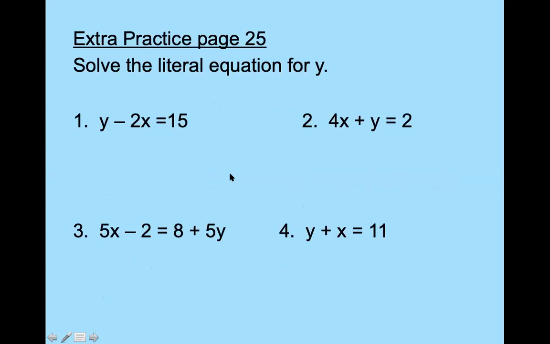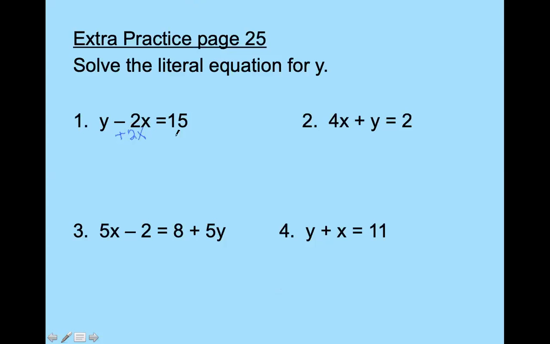This is really helpful when we get on to later chapters where we are graphing linear equations to be able to get a y variable by itself. So if I look at number 1, and these are extra practice problems on page 25 in your journal. So extra practice number 1, I have y minus 2x equals 15. I want to get y all by itself. So I look, here's y. I want this y all by itself. So it's 2x that needs to be moved to the other side.